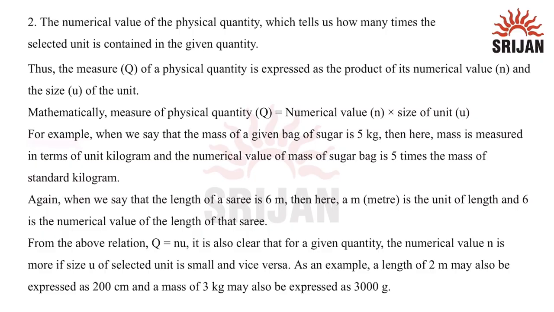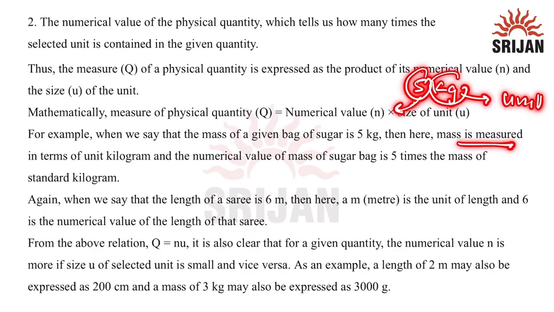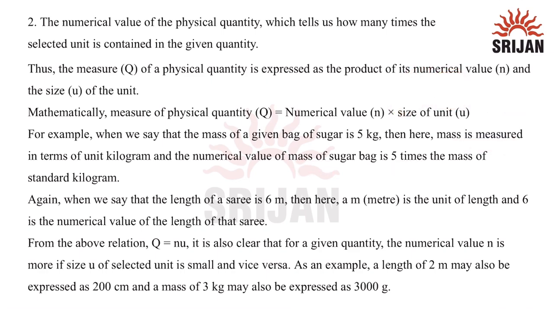Now, for example, when you say that the mass of a given bag of sugar is 5 kg, here kg is the unit and 5 is the numerical value. The mass is measured in terms of the unit kilogram, and the numerical value of the mass is 5 times the mass of standard kilogram. Again, we say that length of a sari is 6 meter. Here meter is the unit of length and 6 is the numerical value of the length of that sari.